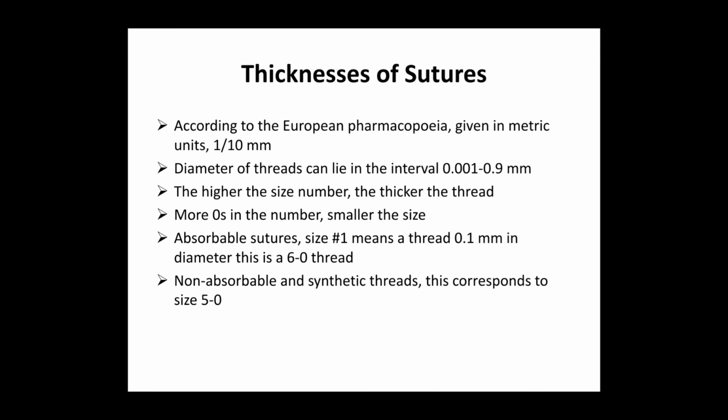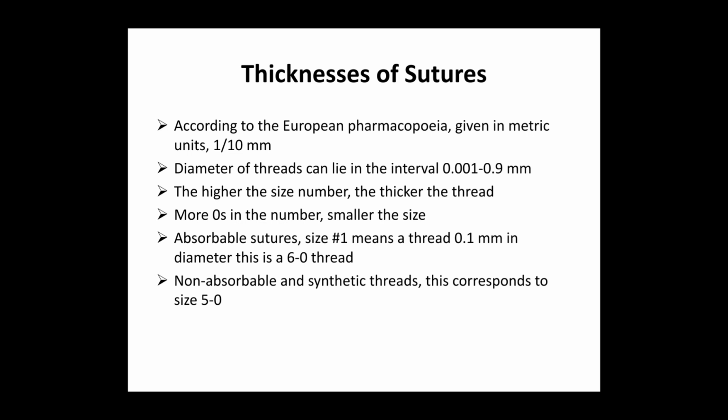So after dealing with the needles and the suture materials, I'll be highlighting one or two points regarding the thickness of the suture material, for the students or interns who are interested in knowing how the suture material is selected and how the thickness is assessed. According to the European Pharmacopoeia, it is given in metric units, 1:10 millimeter. The diameter of threads can lie in the interval of 0.001 to 0.9 millimeter.